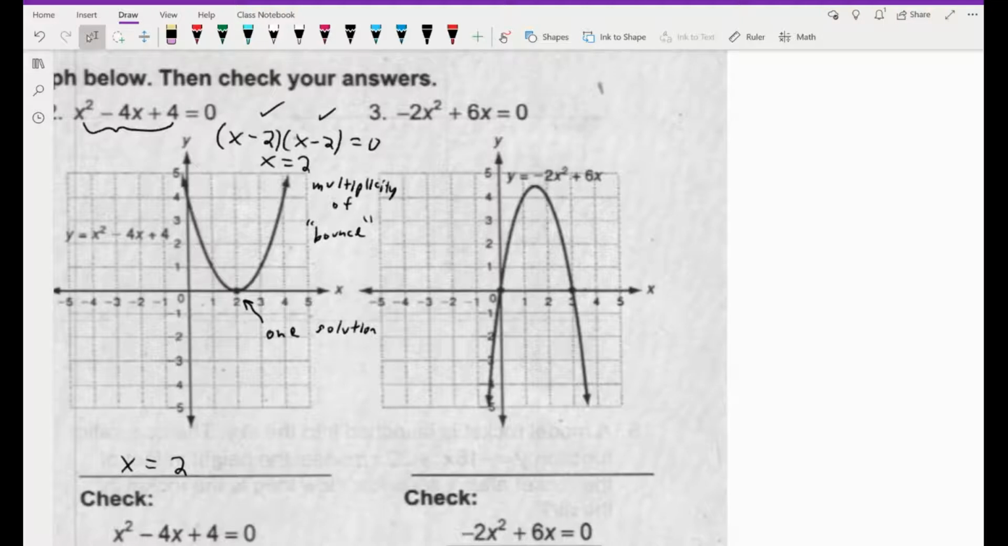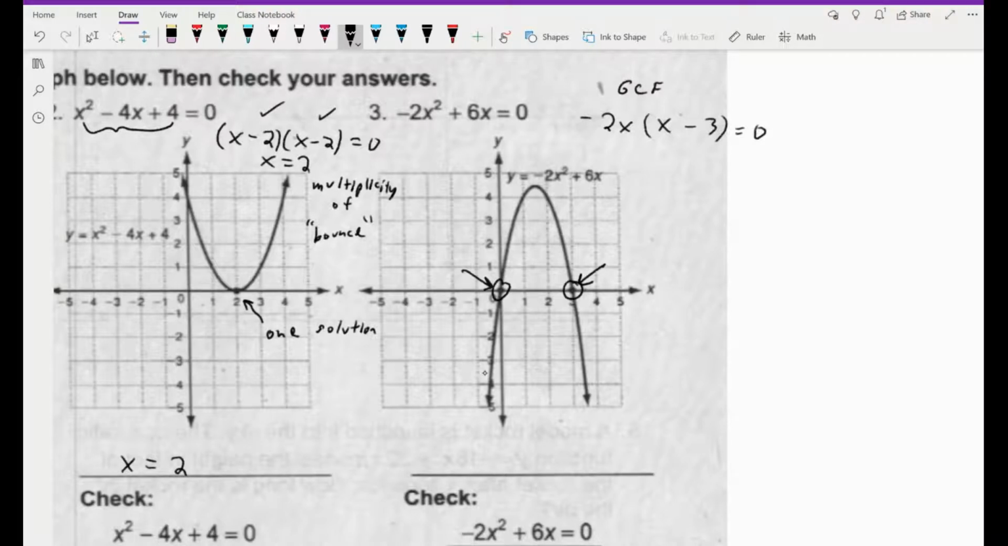Now let's look at number 3. We see 2 solutions here, one here and one there. Now this problem could be factored again by a GCF. The GCF is minus 2x. Now minus 2x times what value would give us minus 2x squared? And that's simply x. And then minus 2x times what value would give us a plus 6x? That would be a minus 3.